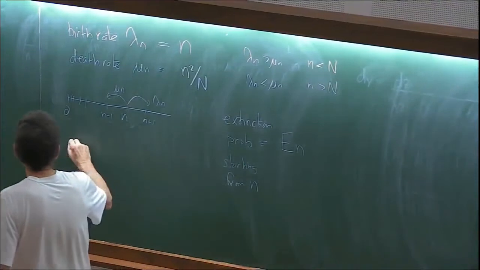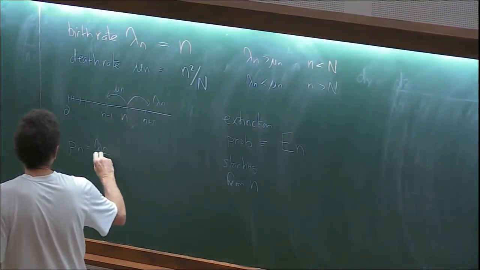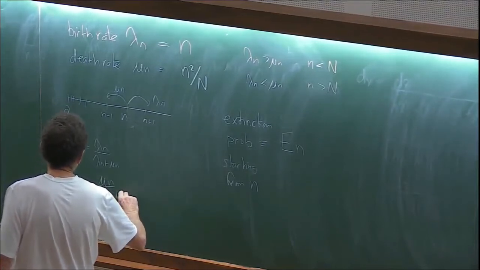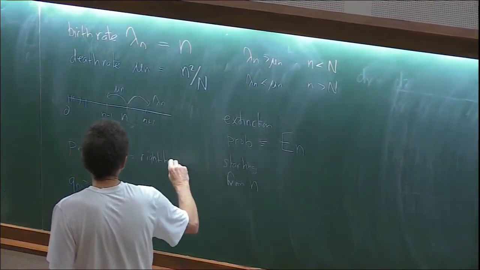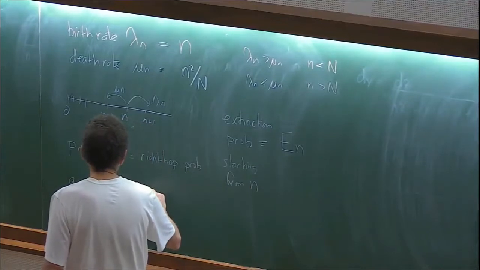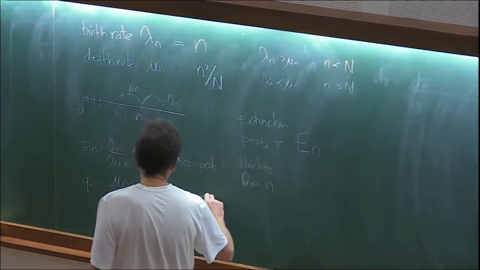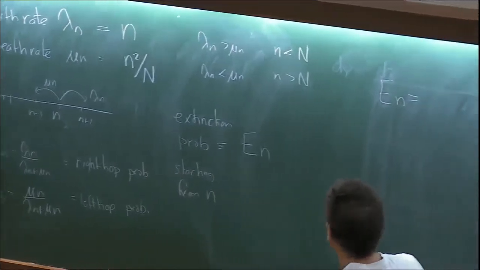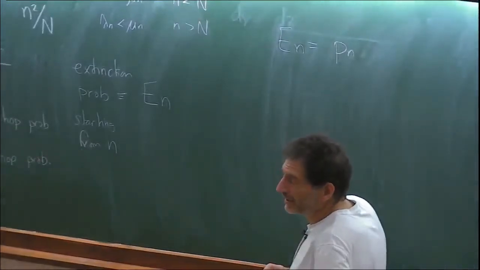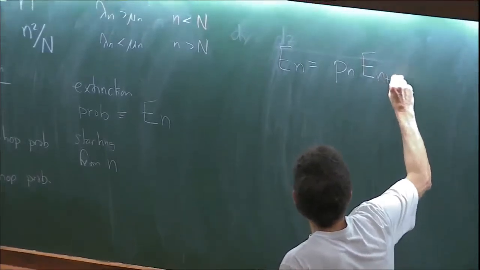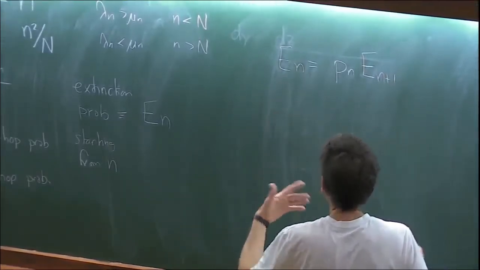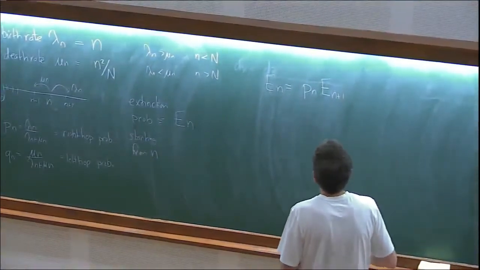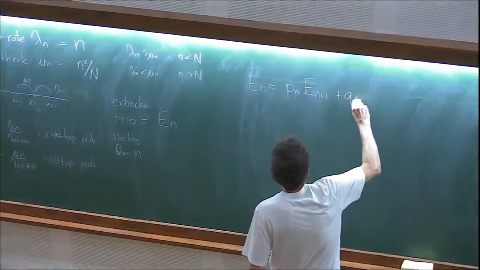So just to make life simpler, let me define P sub n equal to lambda sub n divided by lambda n plus mu n. Q sub n is equal to mu sub n divided by lambda n plus mu sub n. So this is the right hop probability, and this is the left hop probability. And so what I would say is that E sub n satisfies the following recursion formula. With a probability P sub n, I hop to the right. And when I hop to the right, I just have the same process, but starting at site n plus 1. So the extinction probability from site n is, after one step, I might have hopped to the right, and then I have the extinction process starting from site n plus 1. Or with the probability q sub n I hopped to the left, so plus q sub n, E sub n minus 1.